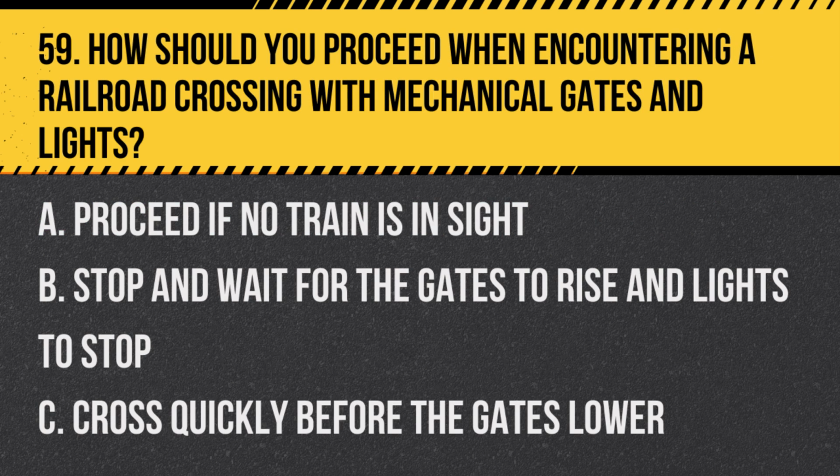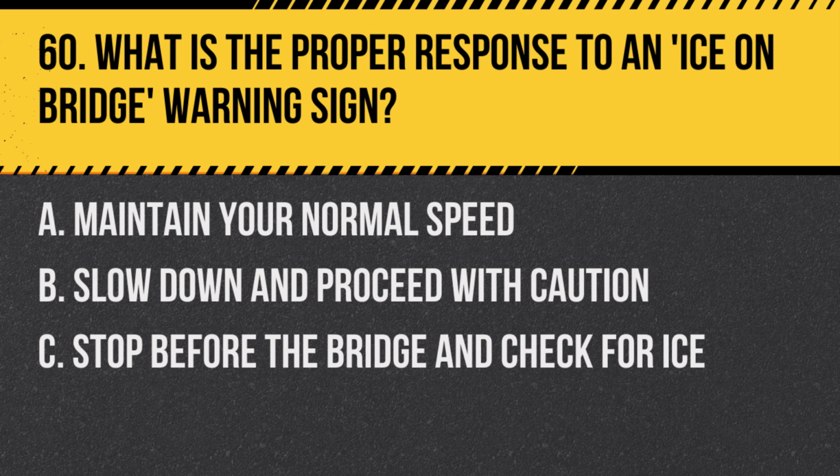Question 59. How should you proceed when encountering a railroad crossing with mechanical gates and lights? A. Proceed if no train is in sight. B. Stop and wait for the gates to rise and lights to stop. C. Cross quickly before the gates lower. Answer: B. Stop and wait for the gates to rise and lights to stop. At a railroad crossing with gates and lights, stop and only proceed once the gates are up and lights have stopped flashing.